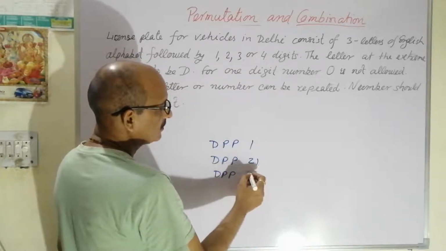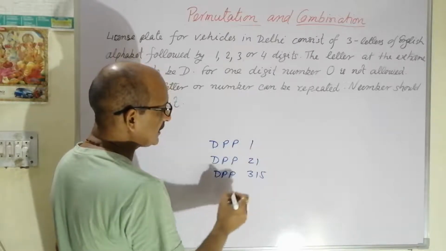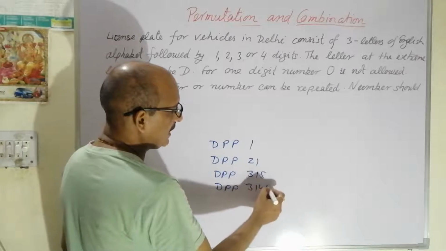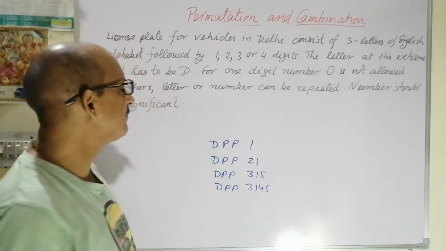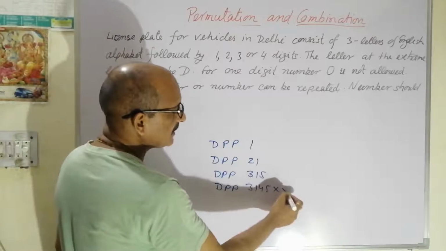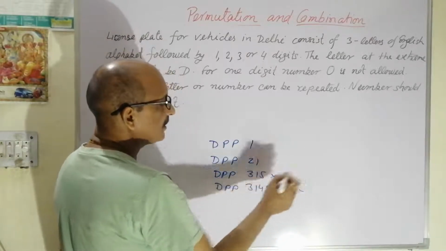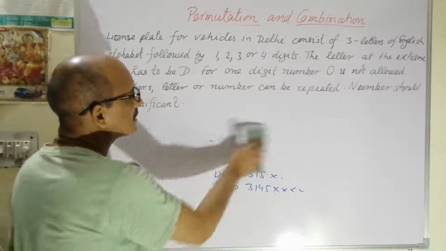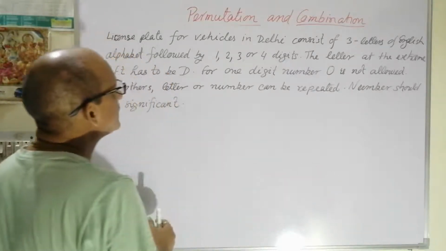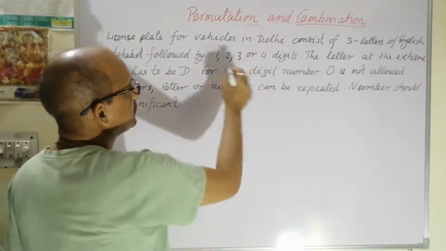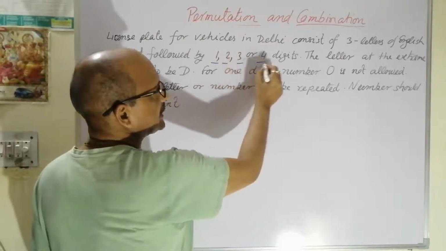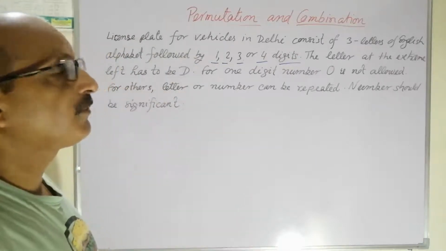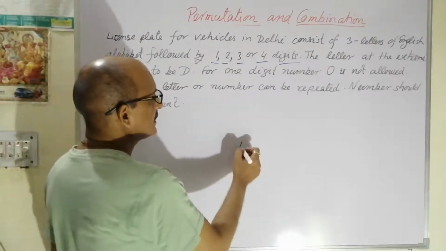DPP 3, 1, 5. This can be a 3-digit number. DPP 3, 1, 4, 5, that is a 4-digit number. So in this way we have to read. Here so many numbers can be there. Here again the concept of permutation is to be applied. So two things are to be thought of. One is digits: a one digit number or two digit number or three digit number or four digit number. Another is that 0 is not allowed for a one digit number because it is meaningless.